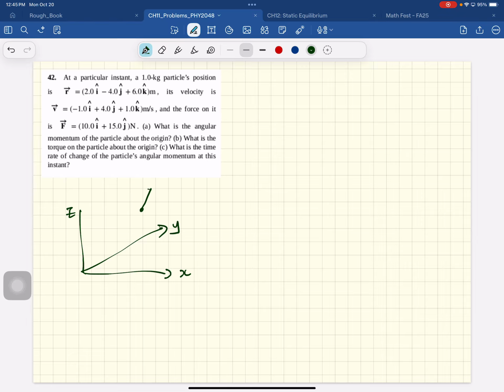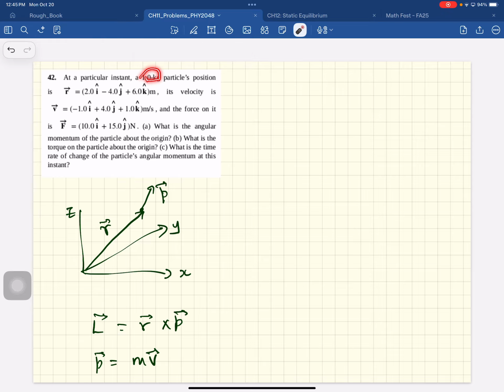If a particle has a momentum like that, and you want to calculate the angular momentum about the origin, angular momentum is this vector. It's r cross p, so it's the cross product of those two quantities. And what is p? It's mass times velocity. So the mass of the particle is given here.